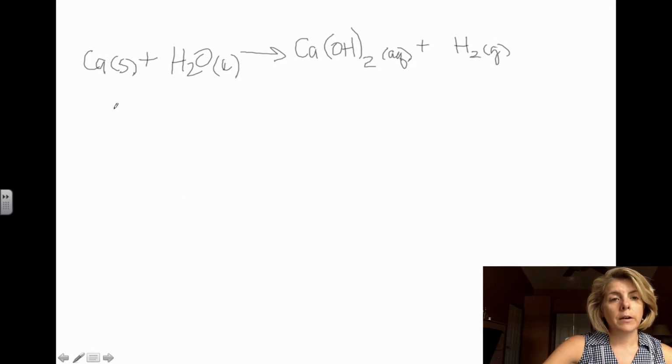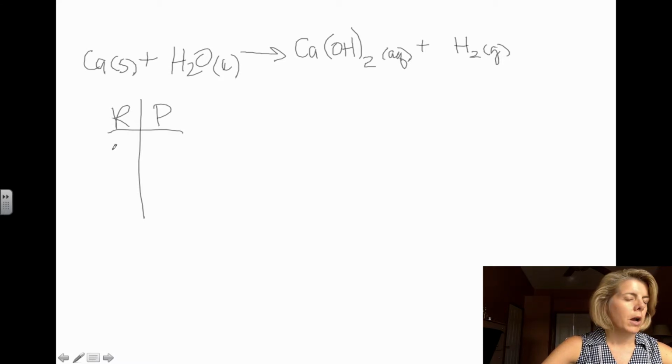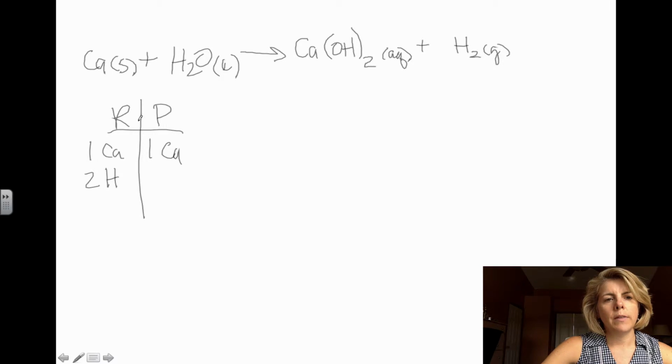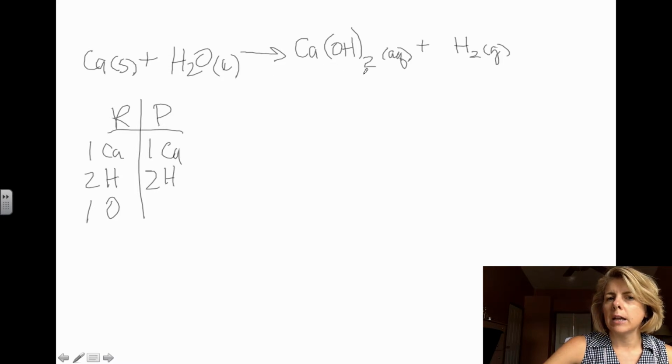Now, how do I figure out how to balance this? I do a little tally here. So R for reactant, P for product. So I'm going to list out calcium. Okay, there's 1 on this side, there's 1 on the right-hand side. Hydrogen, I have 2 on the left because of the subscript. I have 2 on the right because of the diatomic. And then oxygen, I have 1 here. Oh, I'm sorry. You didn't catch me. I have a boo-boo here.